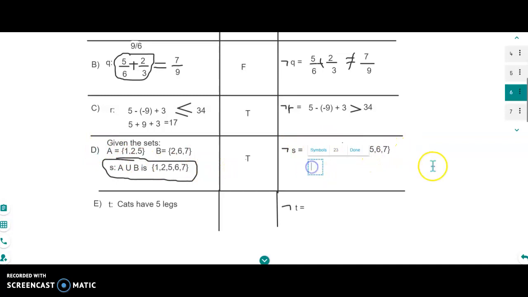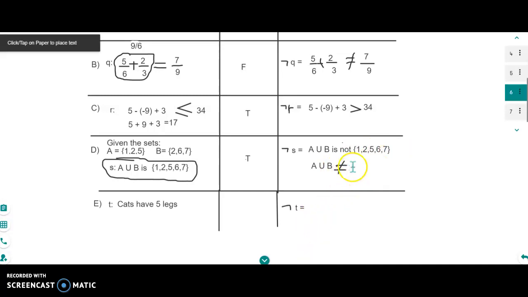Or we can also write like this, A union B is different to this set, okay? This is another possibility. So we have 1, 2, 5, 6, and 7. If you write it like this or like this, it's okay, it's perfect, because we have two possibilities, is not or is different, all right? Both of them are completely valid, okay?